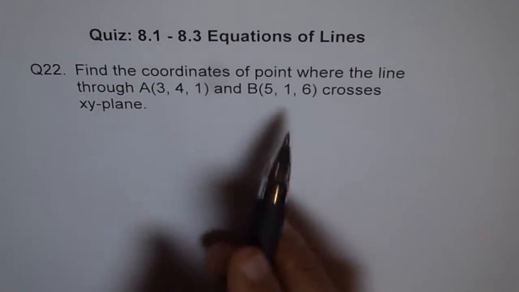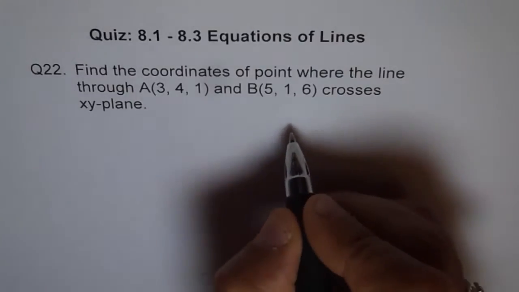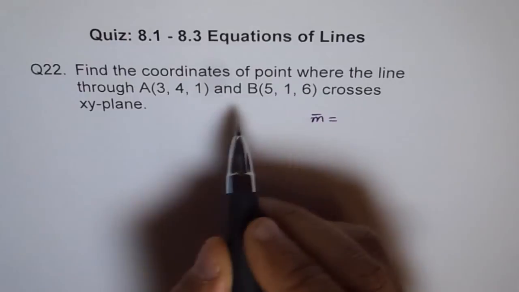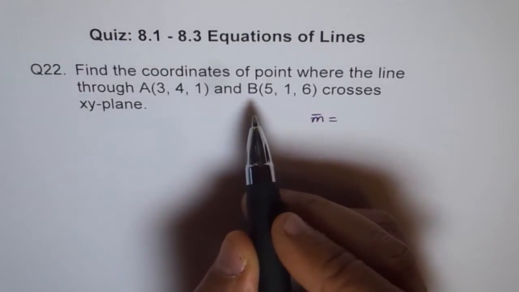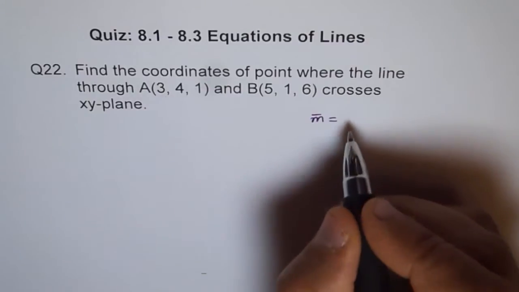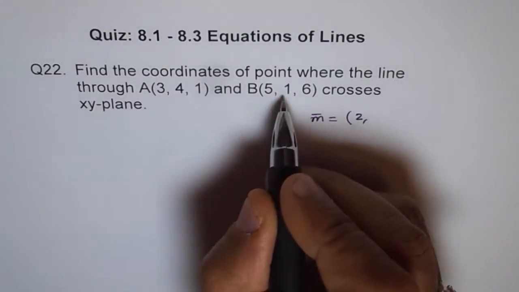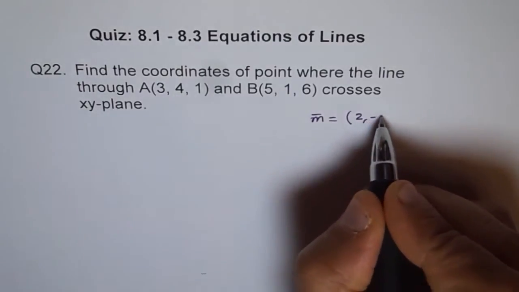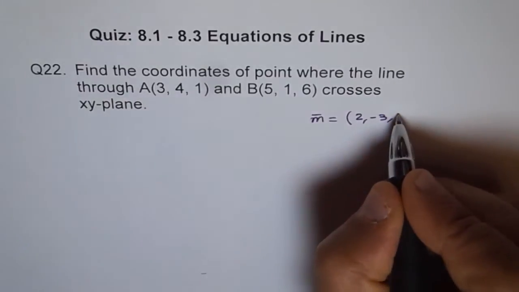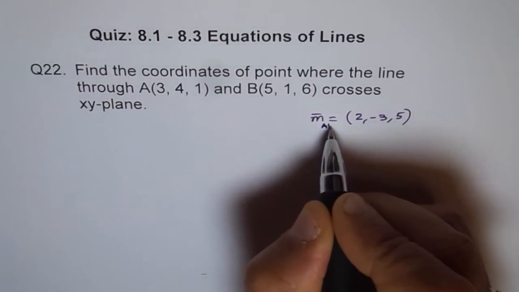Now, from these 2 points we can find the direction vector, correct? So the direction vector m, let's say AB, is 5 minus 3, which is 2, 1 minus 4, which is minus 3, and 6 minus 1, which is 5, correct? So that's my direction vector for AB, right?